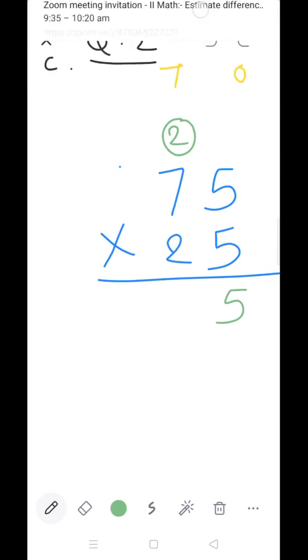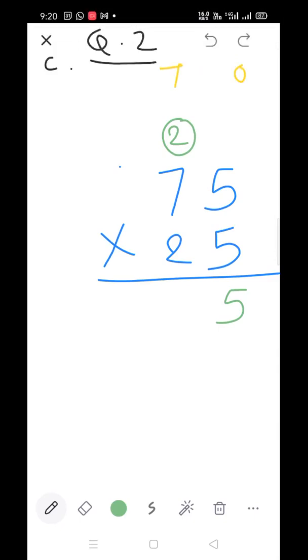Next, 7 multiplied by 5. 7 5s are 35 plus 2, 37. So one place is added, so I will put it here, 100.